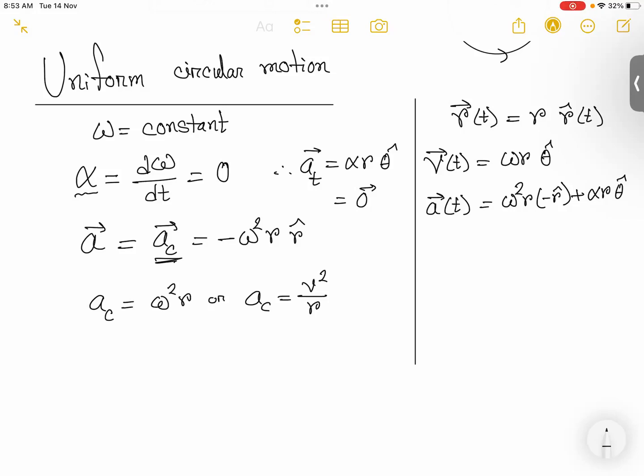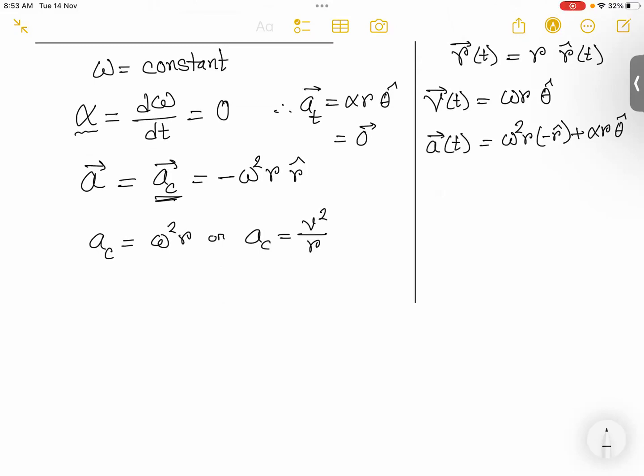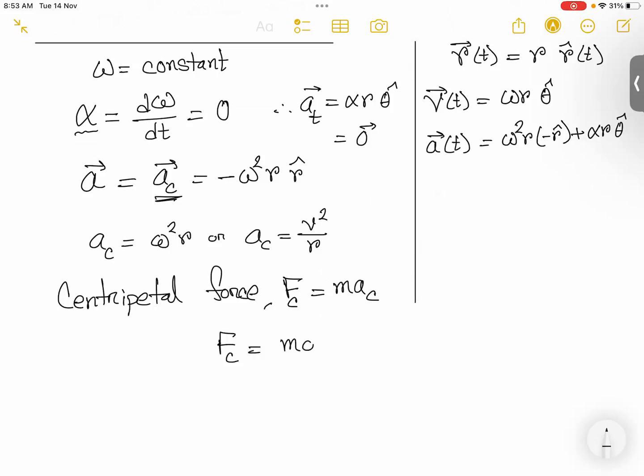And if there is some acceleration, there must be some force. Some force must provide the acceleration, right? So we call that force the centripetal force. The force which creates this centripetal acceleration, we call the centripetal force, which is obviously mass times centripetal acceleration. So you can also write centripetal force as m omega square r or m v square divided by r. This is the force which is responsible for centripetal acceleration or for circular motion.